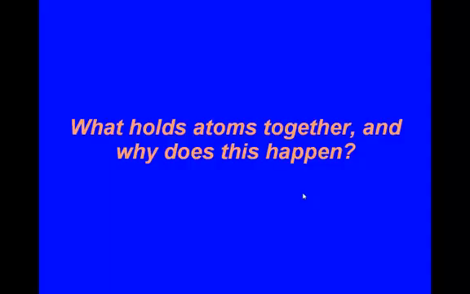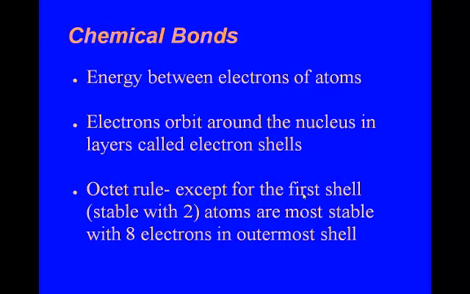Now, what holds atoms together? Why does it even happen? Chemical bonds. This is the energy between electrons of atoms. Electrons orbit around the nucleus in layers called electron shells.